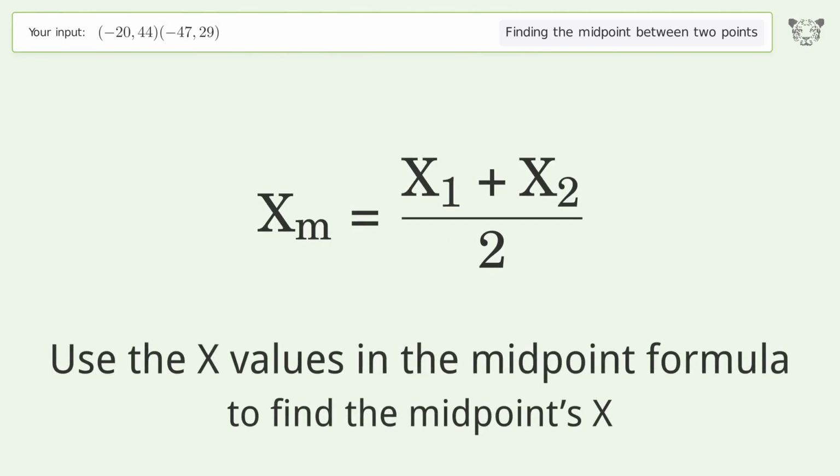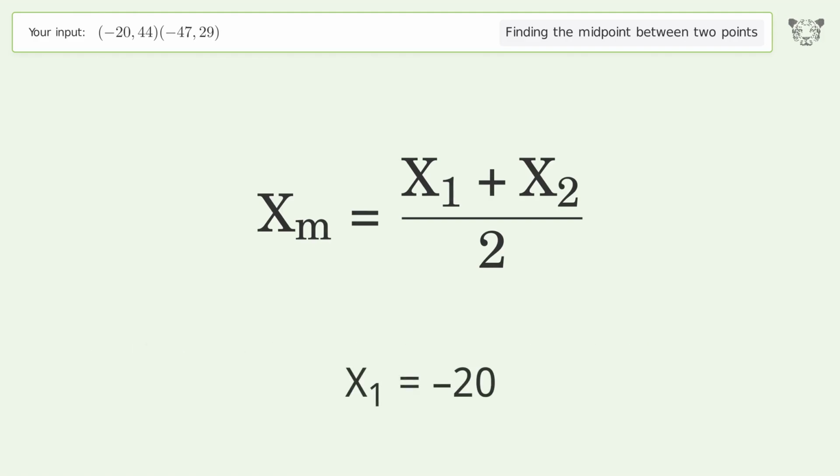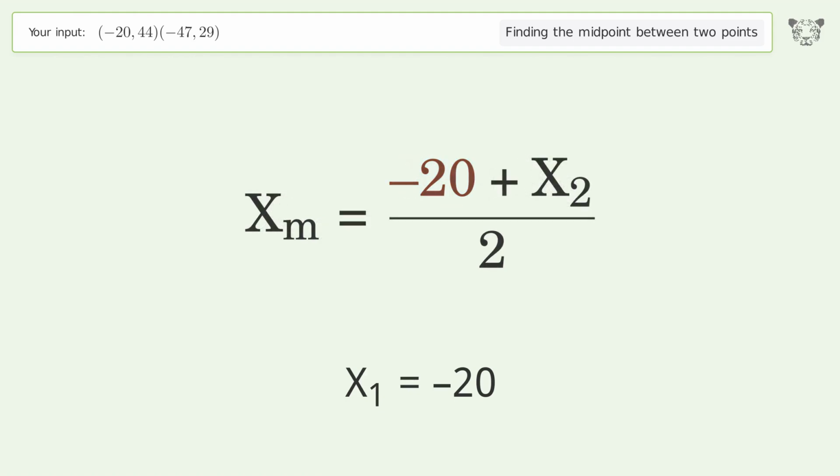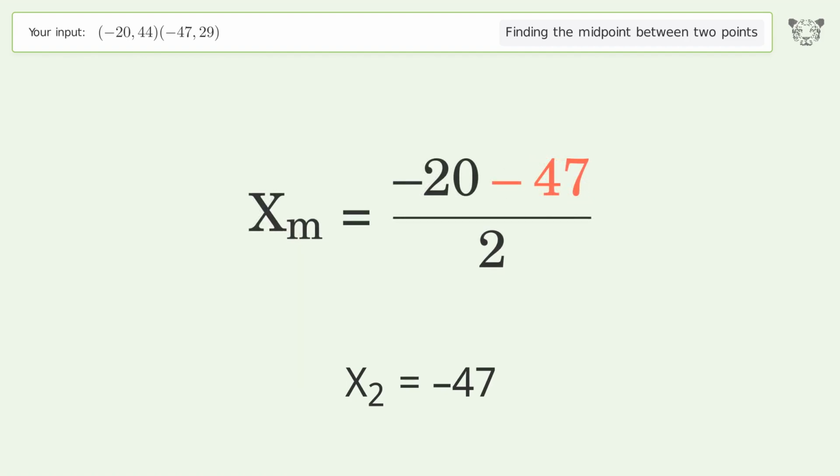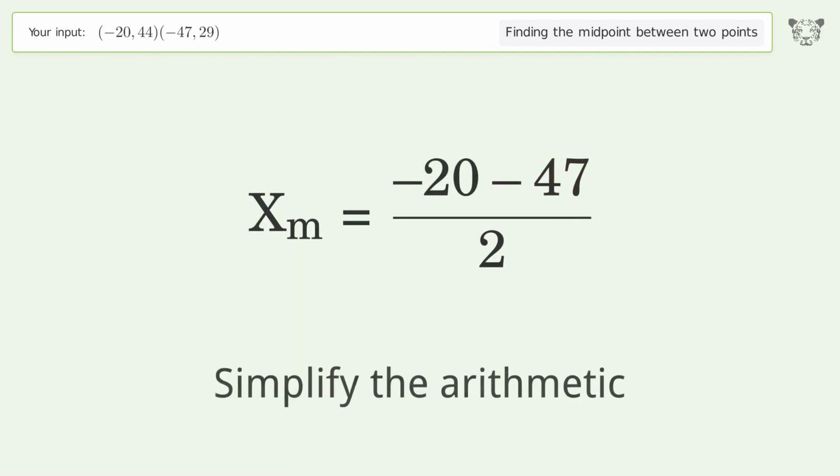Use the x values in the midpoint formula to find the midpoint's x. x1 equals negative 20. x2 equals negative 47. Simplify the arithmetic.